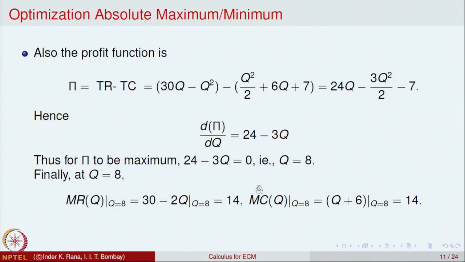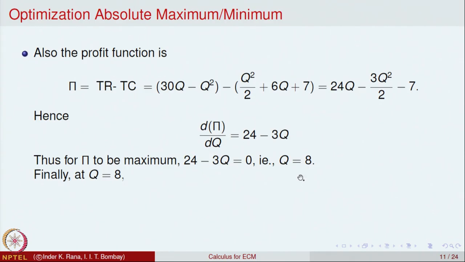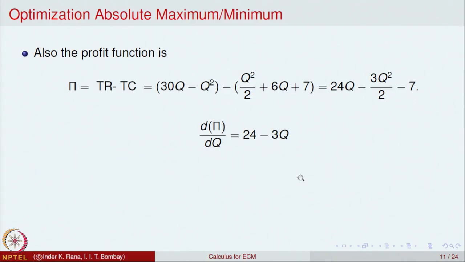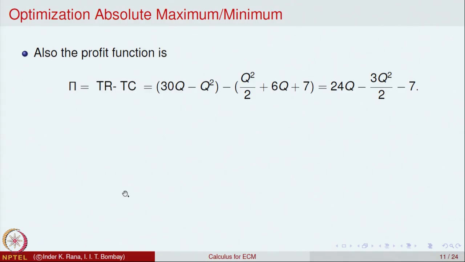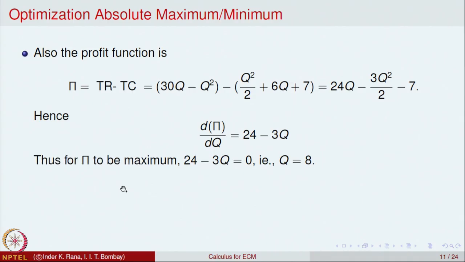If we want to find the price at that point, we can use the relation between p and q. Let us go back and see what the relation was, so that we can find out the maximum profit also. We had p plus q equal to 30, and the maximum happens when q is equal to 8. So when you take it to that side, p is equal to 22. So that gives you the maximum profit. This is how calculus is applied to various scenarios in economics, commerce and management problems.